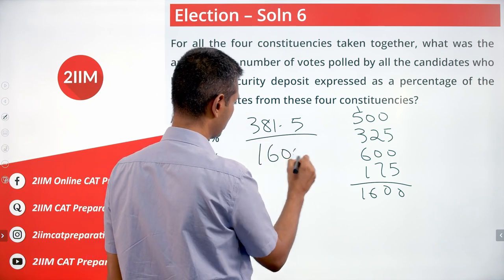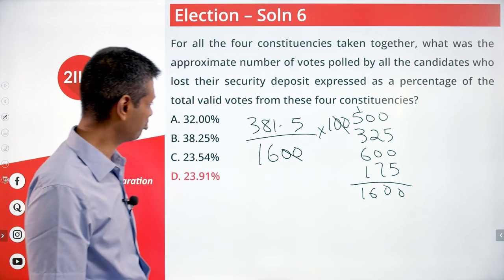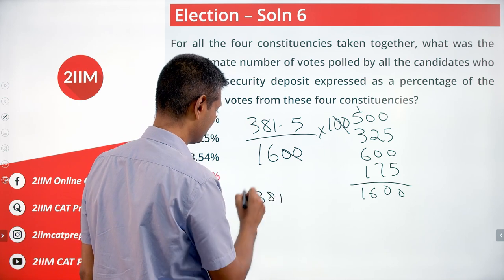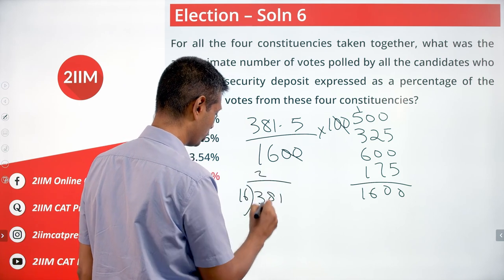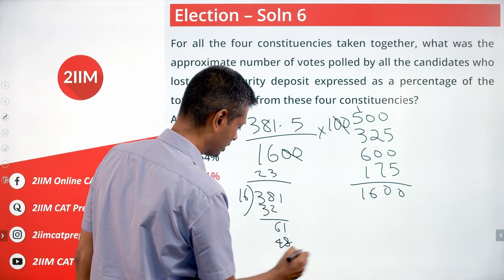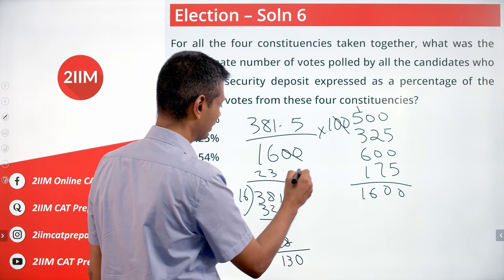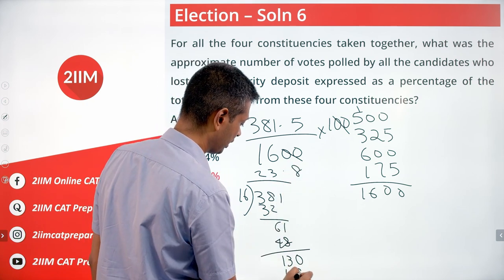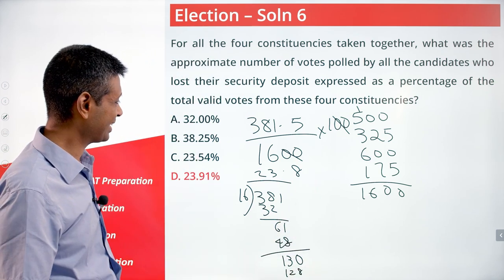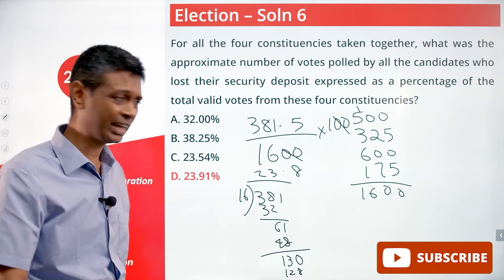381.5 by 1600 into 100. This is the percentage we're looking for. 381.5 by 16. Let me do the whole thing. Goes 2 times. 32. 61. Goes 3 times. 48. 130. It'll go 8 times. 128. So 23.8 something. Not 23.5. 23.91 is closer because we made some tiny approximation.